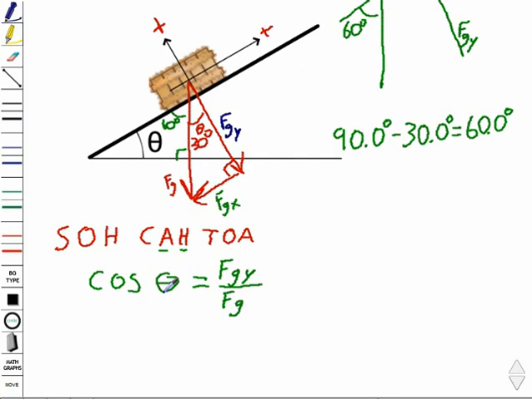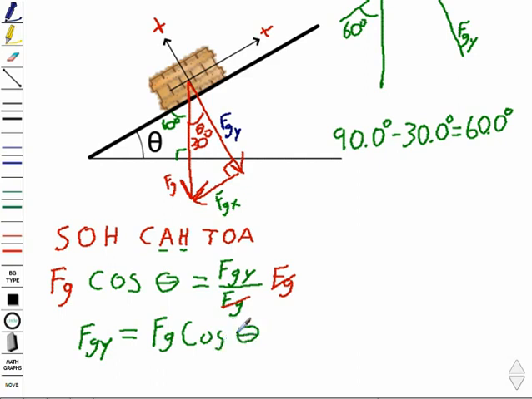Now I know what F sub g is, and I know what my angle is, so I want to isolate this right here, the perpendicular part. So I'm going to multiply both sides of the equation by F sub g, my weight. If I do that, I cancel out the weight on this side, and my equation becomes the perpendicular component of the weight is equal to the weight times cosine of the angle, theta.